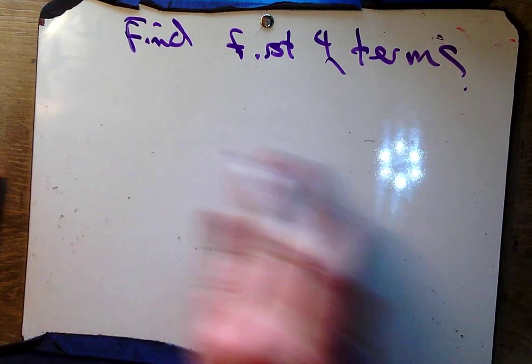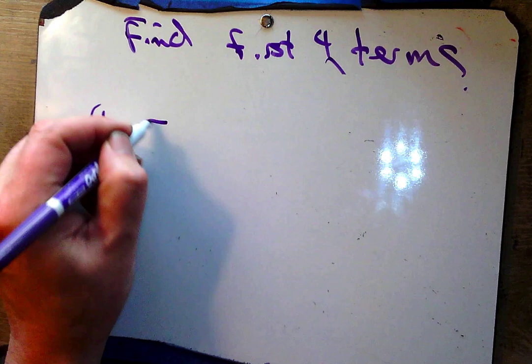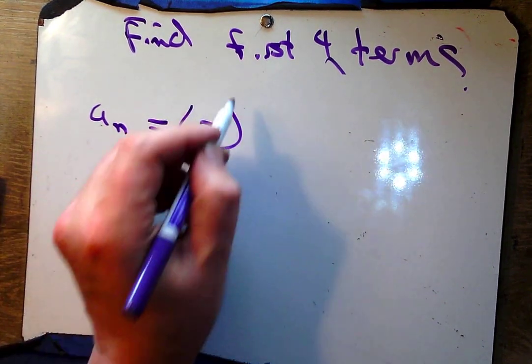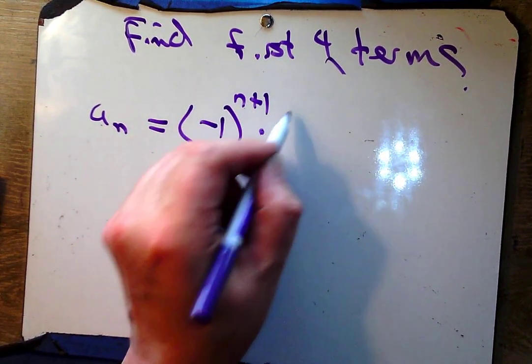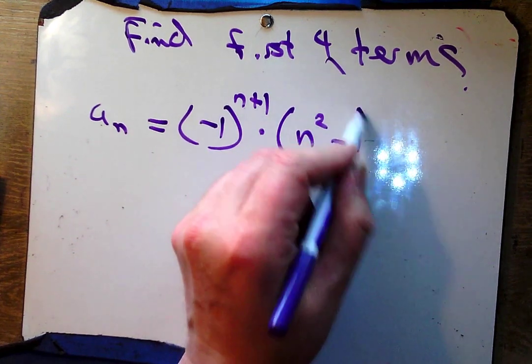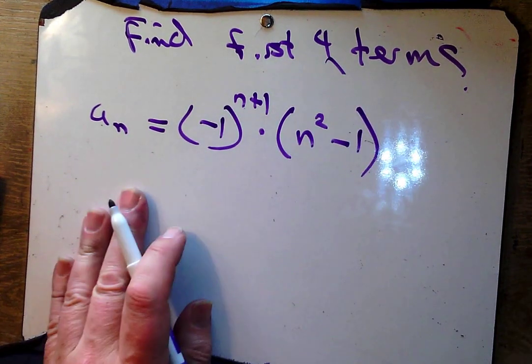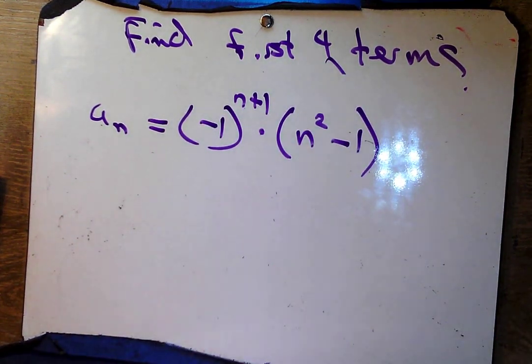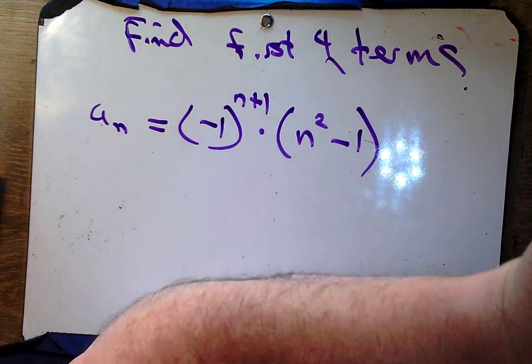Instead, I'm going to press on to this next one. A sub n equals -1 to the n plus 1 times n squared minus 1. Will you please write the first four terms out there? That would be fabulous.